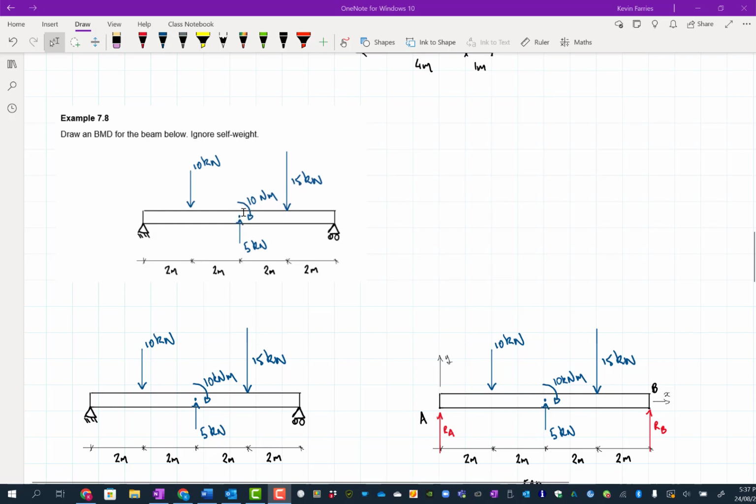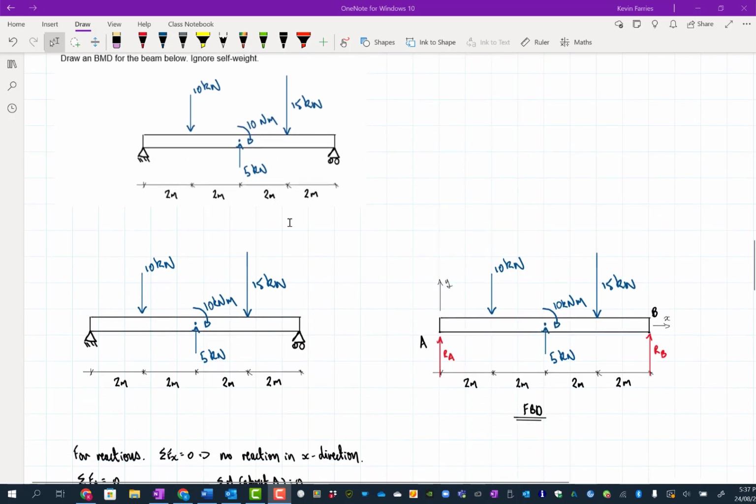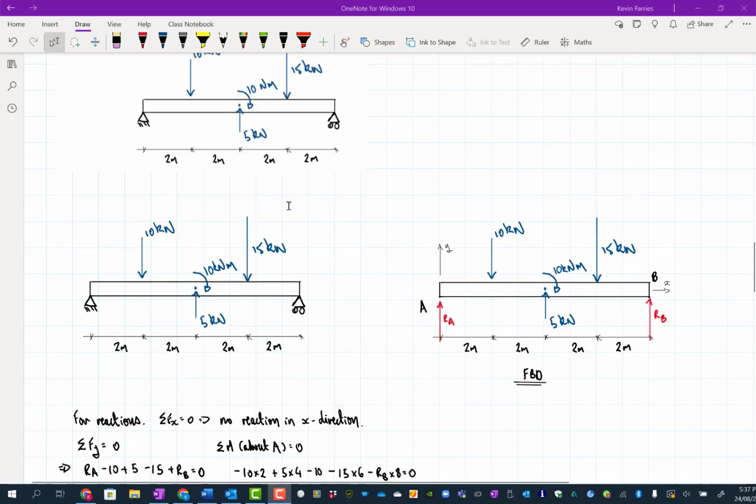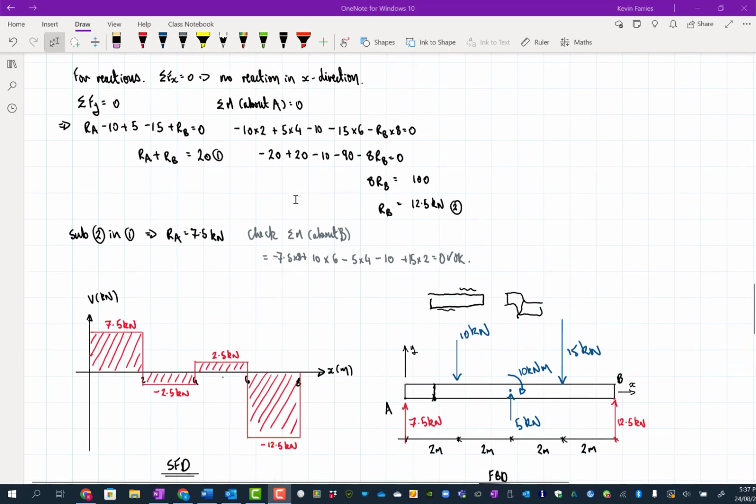I might do one section just to cover that and have a look at what happens to the bending moment diagram across that. Otherwise, we'll use these rules we've come up with.